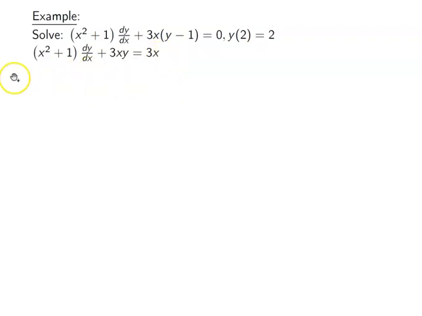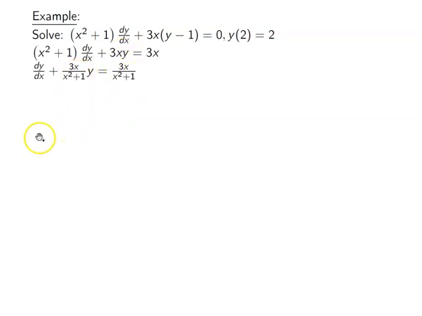So now the next step was to divide everything by this first term. So I'm going to divide everything by x squared plus 1. That gets my y prime in front all by itself, and then I have a denominator of x squared plus 1 on the other two terms. From here, I need to find the integrating factor. This is my function p, this is my function q.